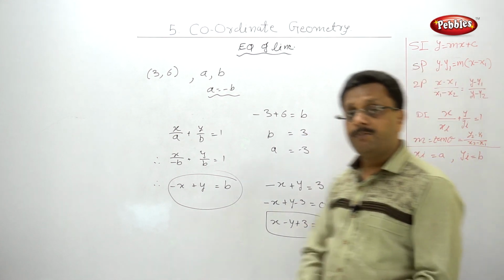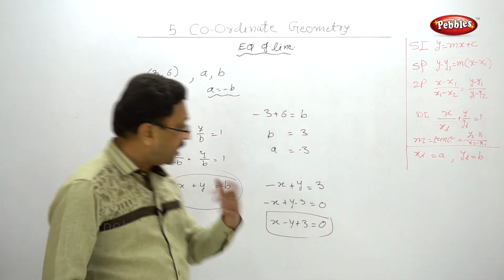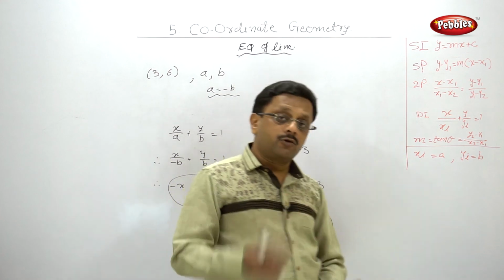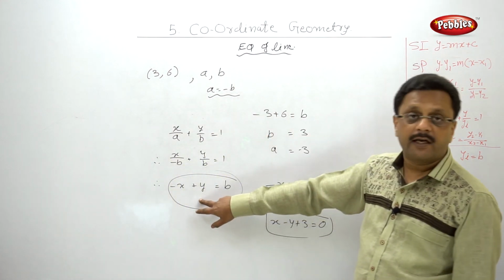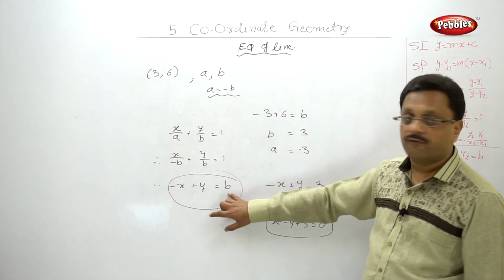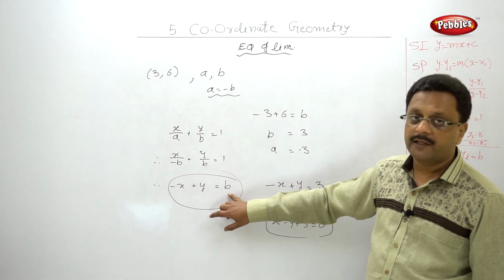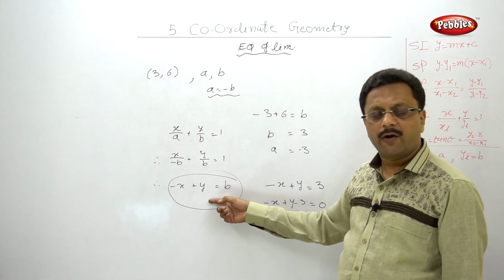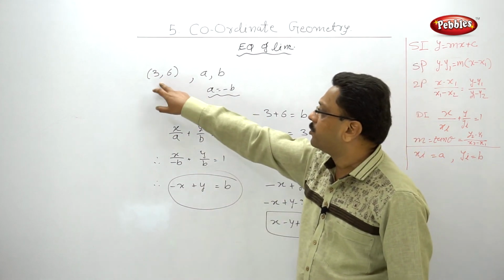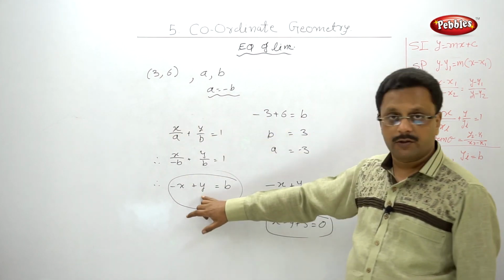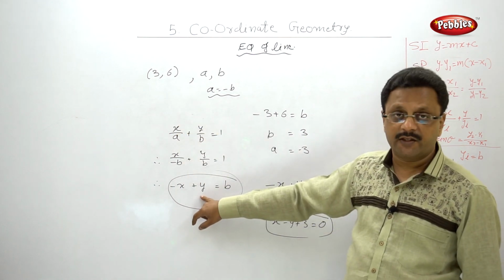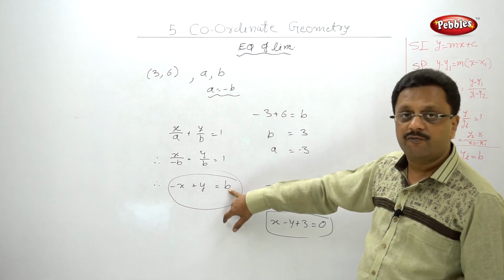Because some students may use a and b directly in this formula, or some students may use this ready-made equation and substitute the value of b here. Correct? And then once we got this, how did we find b? Substitute this point in this equation, because this point lies on this line, so it must satisfy this equation. We found the value of b.